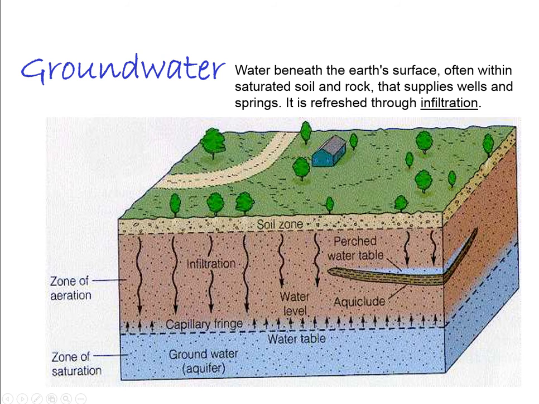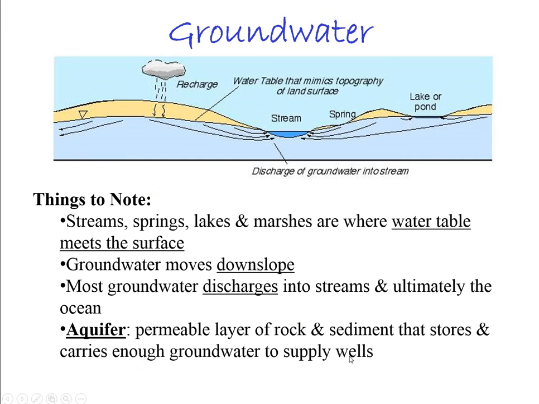Groundwater is water beneath the Earth's surface, within saturated soil and rock, and it supplies wells and springs. It's refreshed through infiltration, which is the slow downward movement of water into the groundwater. And notice in this picture, it's not an underground river. It's not empty space down here that's just water. This is soil, and it's wet soil.